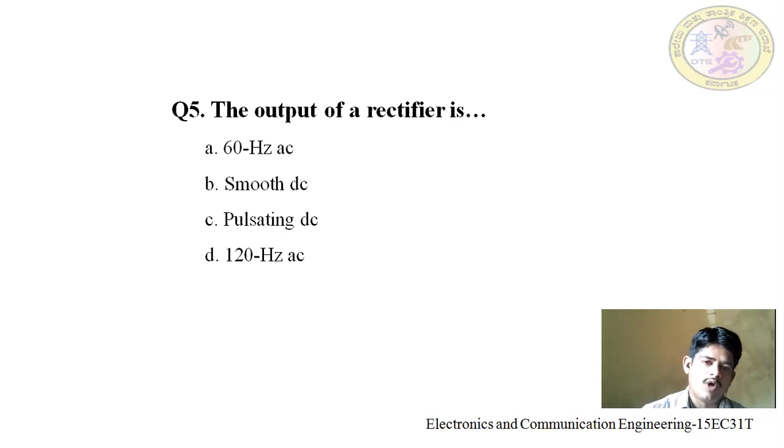In the block diagram we had a transformer, then it was given to the rectifier. The rectifier output was pulsating, it was not smooth. So it was given to the smoothing circuit to smoothen the DC. That means the correct answer will be pulsating DC. Okay, so this is the correct answer for this question.